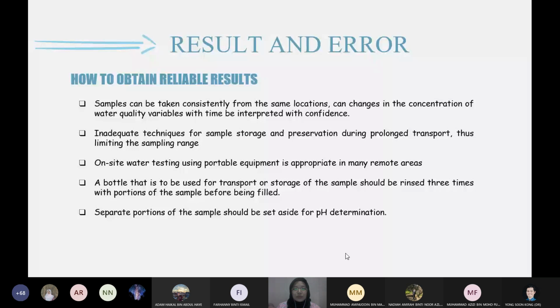There are many things in ensuring good results are obtained. For example, if the sample is taken consistently from the same location, it may not be accurate and representative. Therefore, we use 3 different locations for the surface sample.